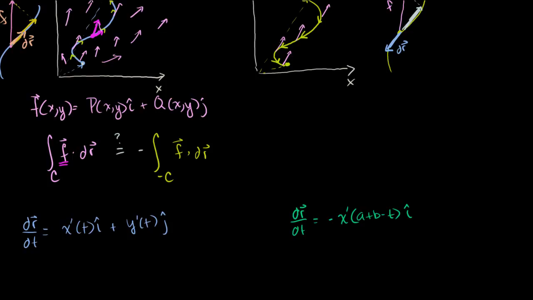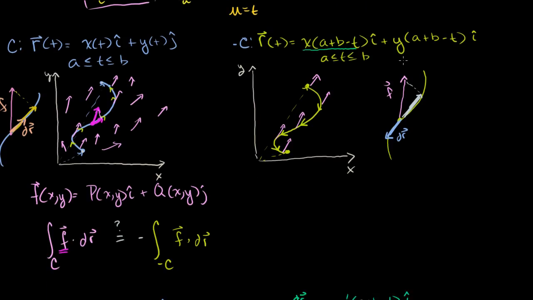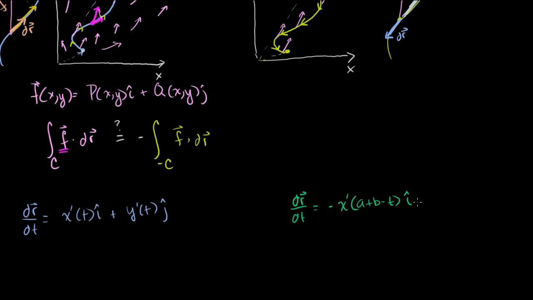And then same thing for the second term. The derivative of y of this term is the derivative of the inside, which is minus 1, times the derivative of the outside with respect to the inside, which is y prime of a plus b minus t. So this is going to be the derivative of the inside times y prime of a plus b minus t j. So this is dr/dt in this case. This is dr/dt in that case.